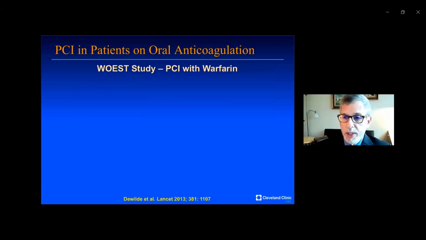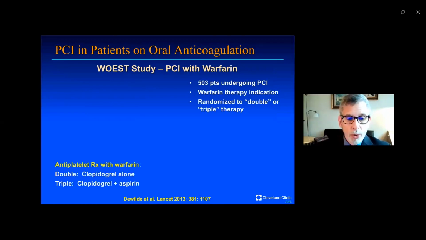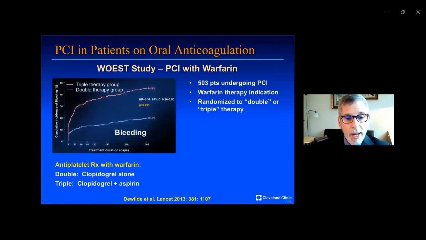The first foray into this was the WOEST study, in which 503 patients who underwent PCI and had an indication for warfarin were randomized to either double or triple therapy. Double therapy consisted of clopidogrel alone, and triple therapy of clopidogrel and aspirin, so an antiplatelet along with the warfarin. And they showed, perhaps not surprisingly, that the double therapy, that is, not using the aspirin, was associated with a substantial reduction in bleeding risk, almost a 70% reduction.